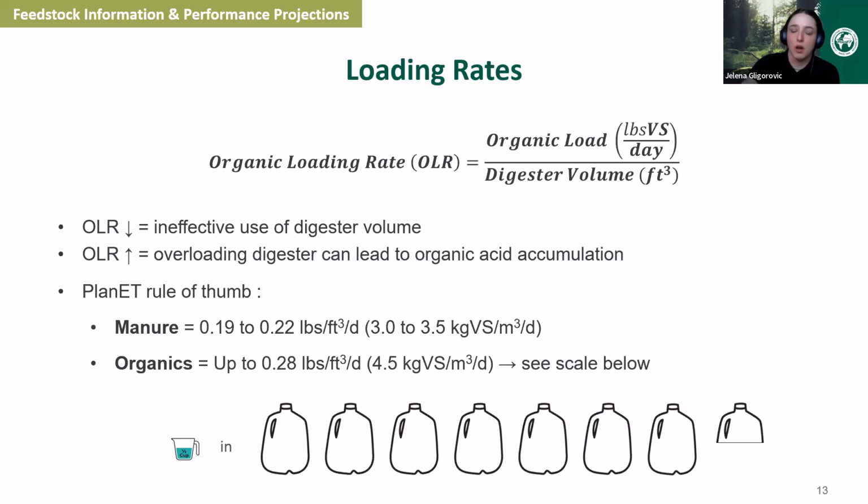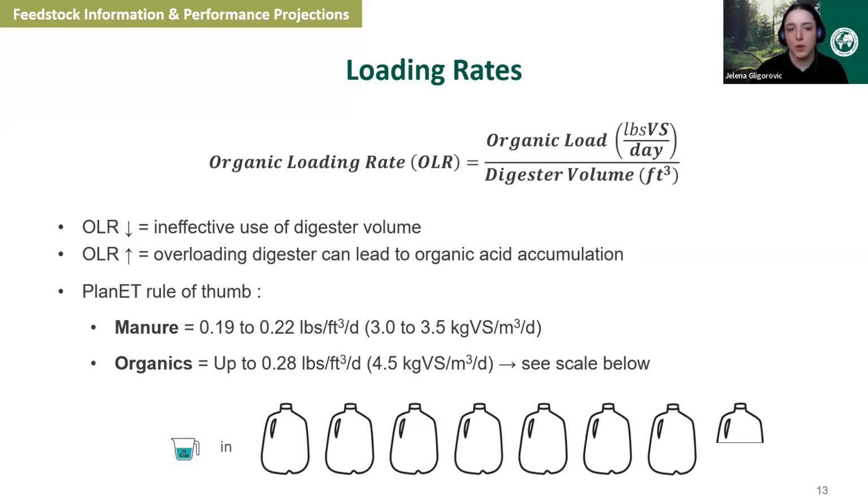Okay, so next I wanted to touch on the loading rate, which basically determines how much volatile solids you can put into your digester. So you're probably going to hear the term organic loading rate, or OLR. The organic loading rate gives an indication as to how well a digester can convert the organic matter or the volatile solids into biogas. It looks at the amount of volatile solids entering the digester within a specific unit of time. The units are typically pounds per cubic foot per day, or in metric, kilograms of volatile solids per meter cubed of digester volume per day.